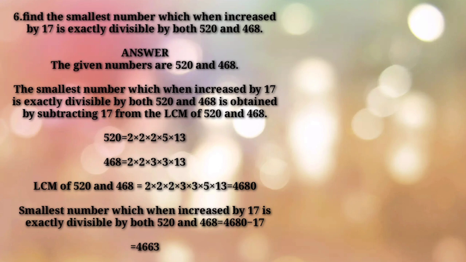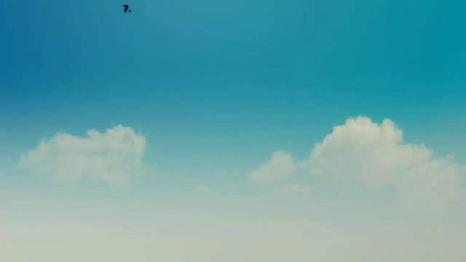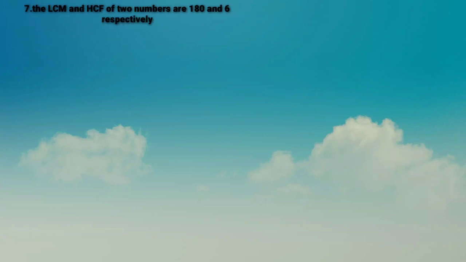Okay, so smallest number you will have to find over here. When 17 is increased, it means remove the 17 from 4680, you will get what? 4663. Okay students, now moving to the question number 7. In question number 7, students, find the LCM and HCF of two numbers are 180 and 6 respectively.